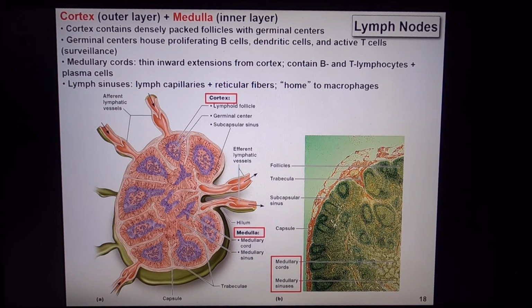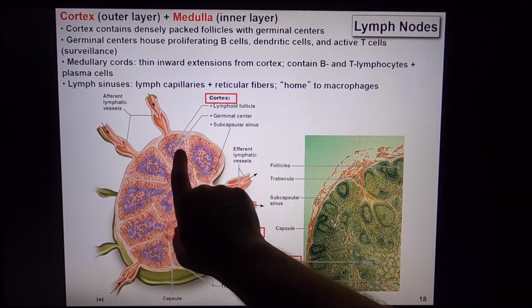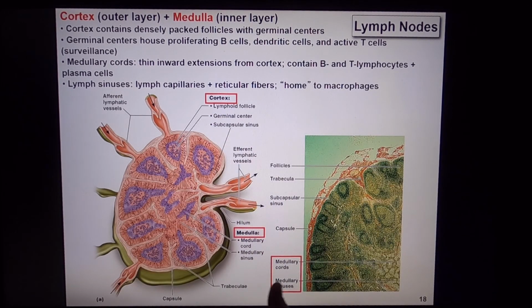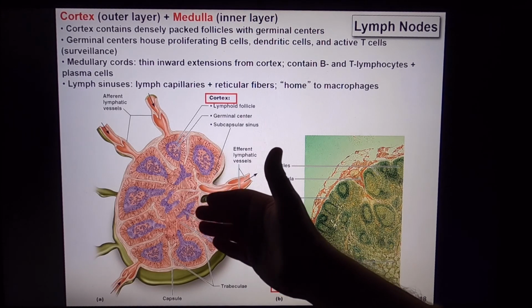There is a cortex and a medulla, much like your brain. So a cortex is around the outside. The medulla is the internal portions here. In the cortex, you can find all these germinal centers, lots and lots of B cells found there. Whereas the medulla, more inward, is going to be more T lymphocyte associated.